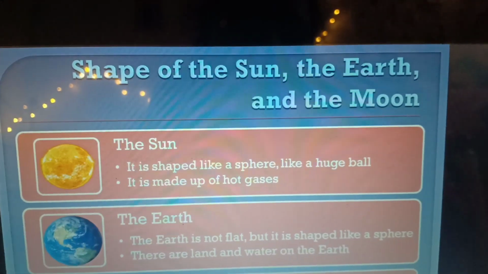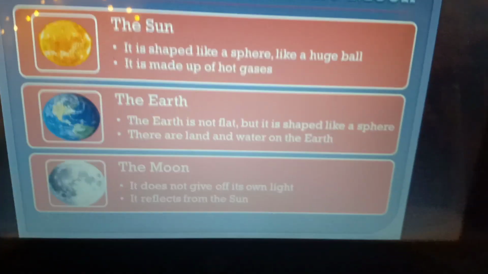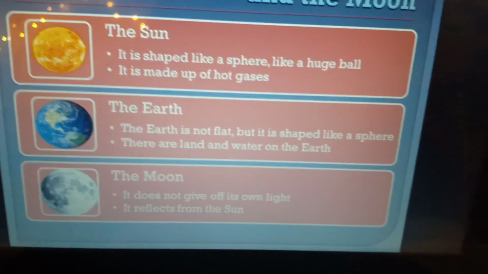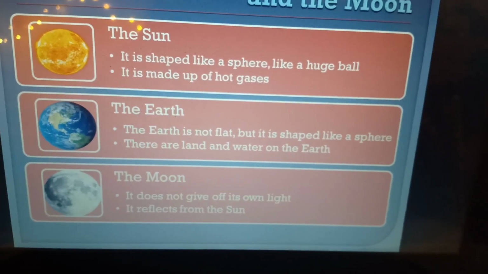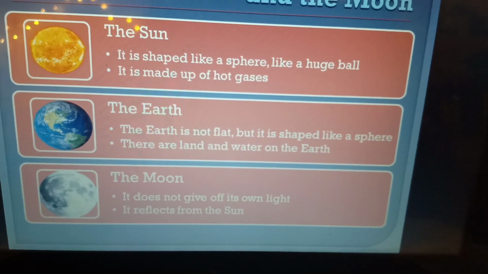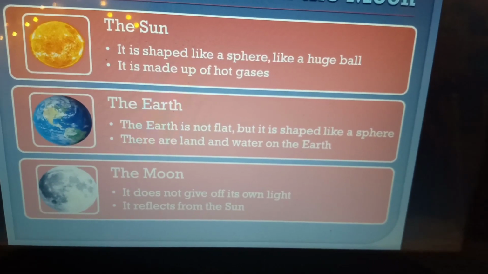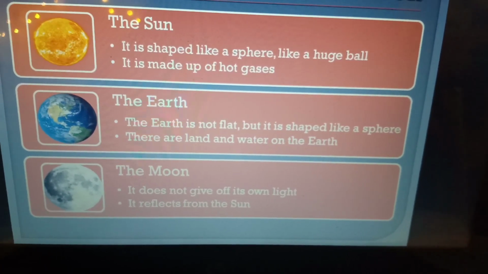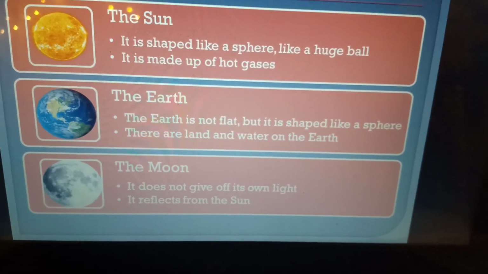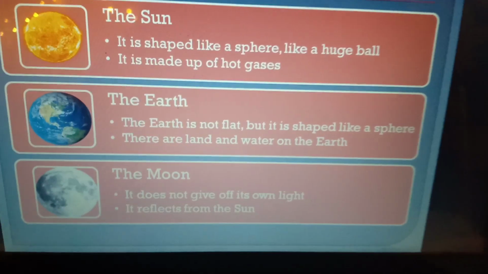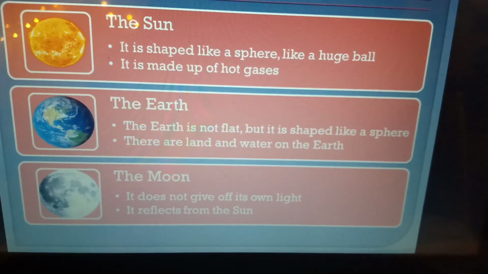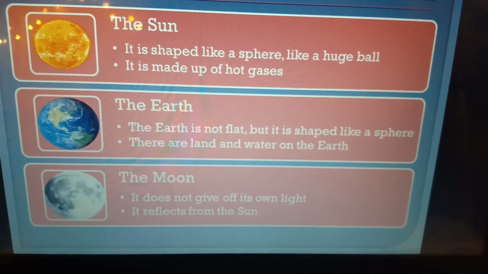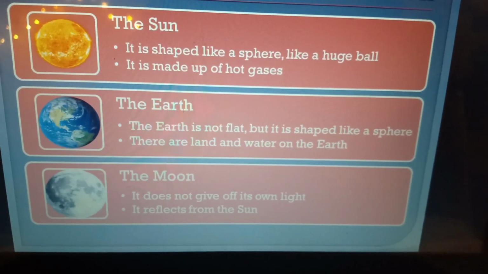Here, the shape of the sun, the earth, and the moon. So, if we conclude, the sun, the earth, and the moon are shaped like a sphere. Especially the sun. It's like a huge ball, and it's made up of hot gases. So everything that gets near the sun will be burned.